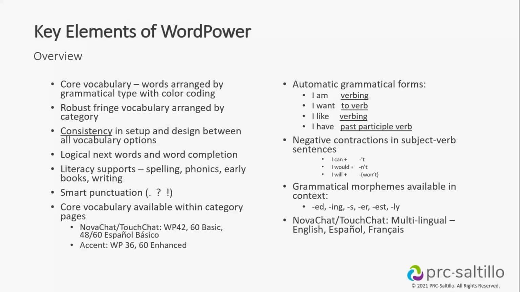You'll see negatives and negative contractions. And then the grammatical morphemes are available after verbs and adjectives. And then the programs are multilingual. So now there's three Spanish files, and I'm working on a fourth, and I will be showing that. And then two French files.